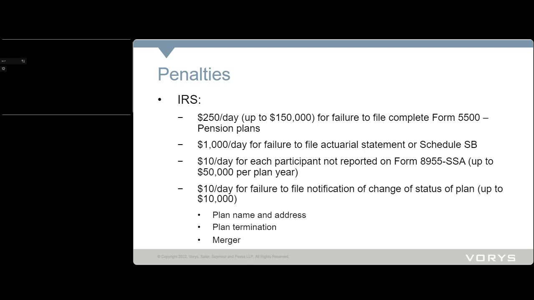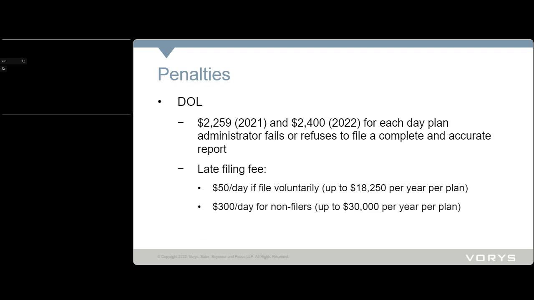If you look at the IRS side, I'll just point out a couple of things here. The IRS penalty is up to $250 a day for failure to file a complete Form 5500, or up to $150,000 for the plan year. And then the other penalty, for defined benefit plans, is $1,000 a day for failure to file the actuarial statement or Schedule SB. The penalties get worse when we go to the Department of Labor. They're much higher, and that is a penalty of, for the 2021 Form 5500, $2,259 for each day.